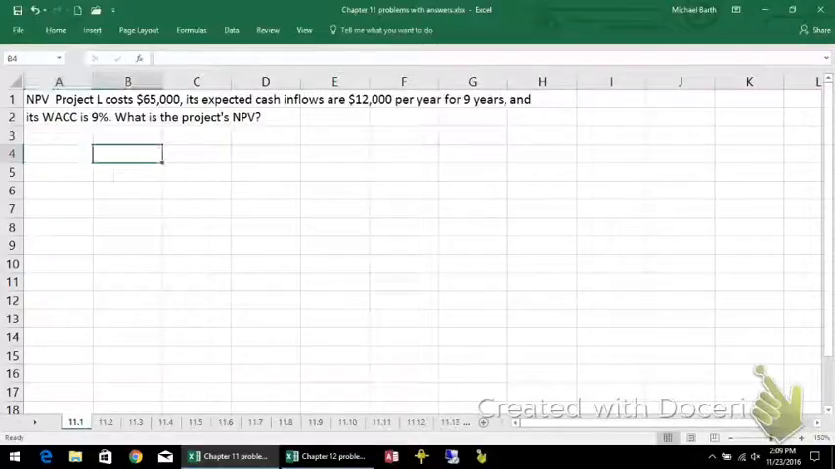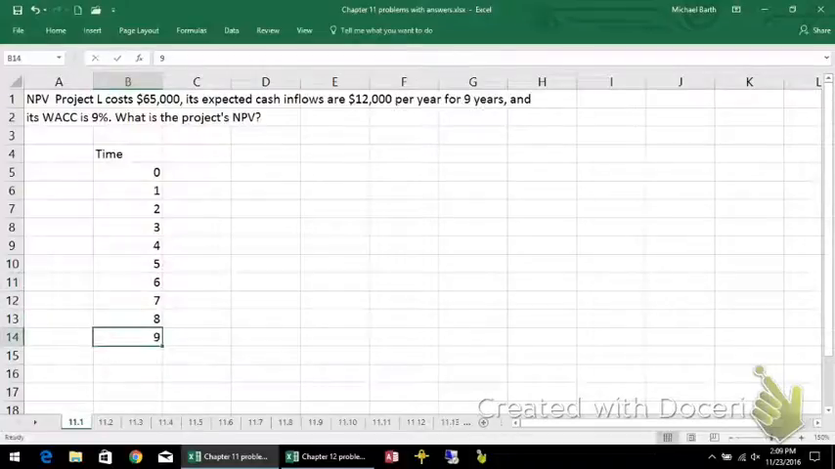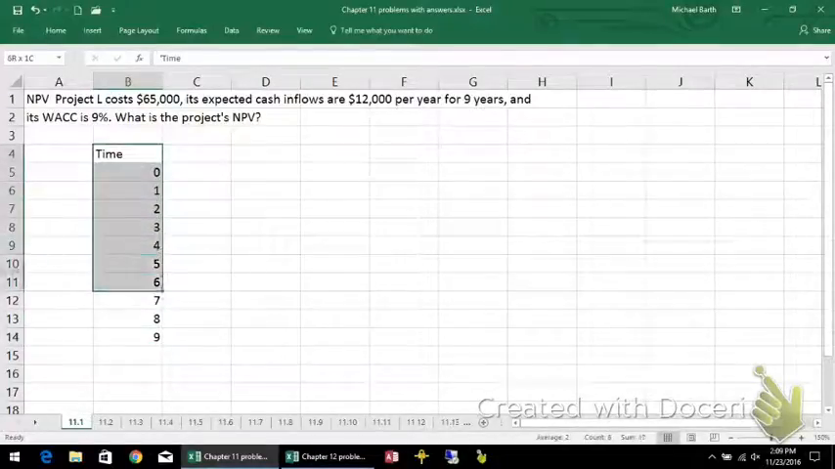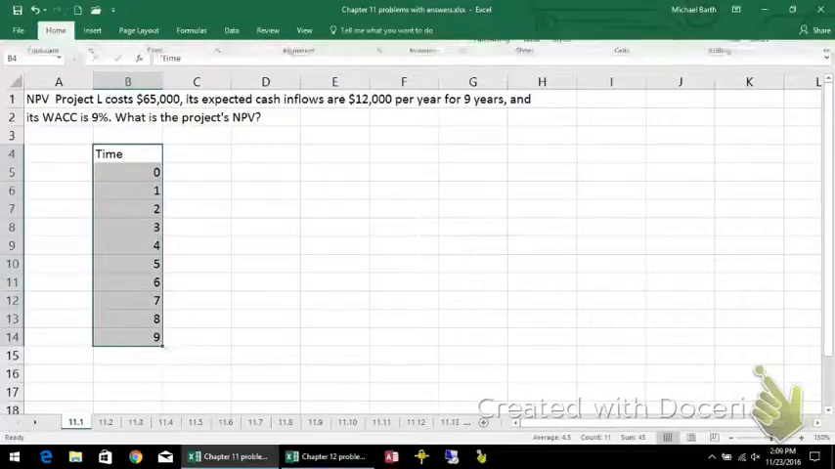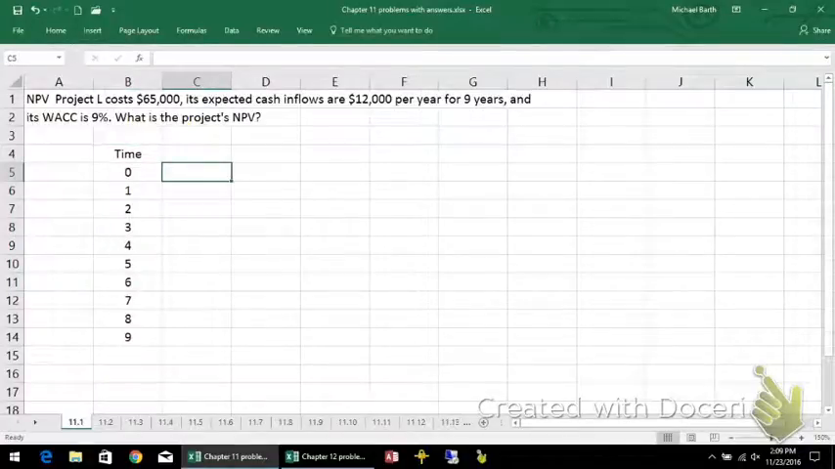First thing we should do is set up a timeline. That's 0, 1, 2, 3, 4, 5, 6, 7, 8, 9. This project is going to go out over 9 years. And the initial outlay is cash flow that occurs at time 0. Here, this project is going to cost $65,000. We'll set that up as a negative number because outflows are negative, inflows are positives.